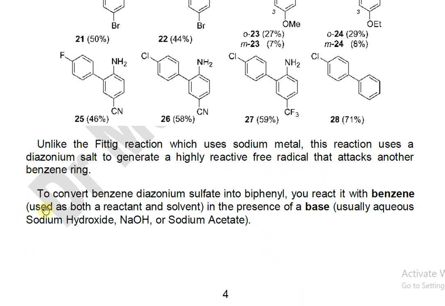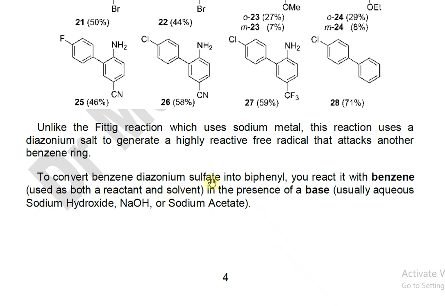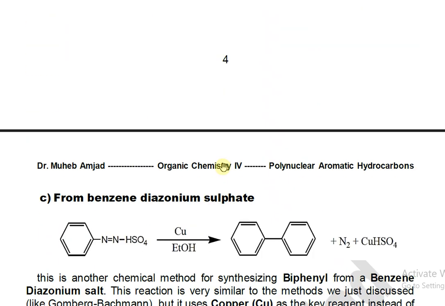Okay. To convert benzene diazonium sulfate into biphenyl, you react it with benzene, used as both reactant and solvent, in the presence of a base, usually aqueous sodium hydroxide, or sodium hydroxide or sodium acetate. In the presence of the base here.